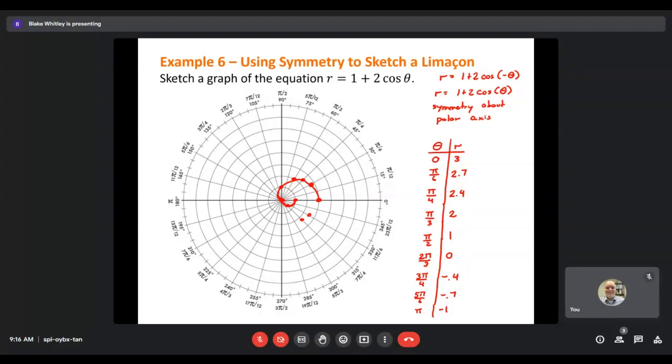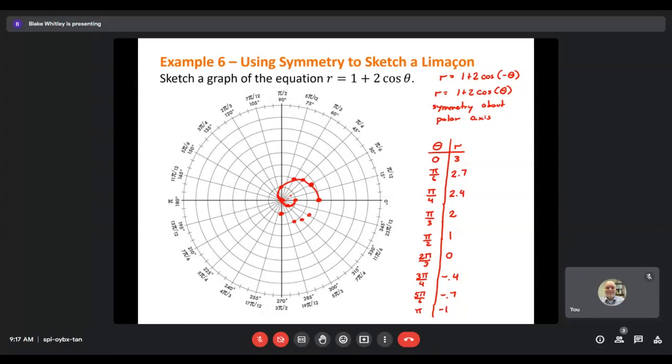The pi over 3 gets reflected down to 5 pi over 3. That was right on the 2. The pi over 2 reflects to 3 pi over 2, and that was at 1. And then we have that point at the pole that stays the same. And then these smaller points that were at 3 pi over 4 and 5 pi over 6 and then reflected, those are going to be up here at pi over 6 and pi over 4. They're going to be right in here now.